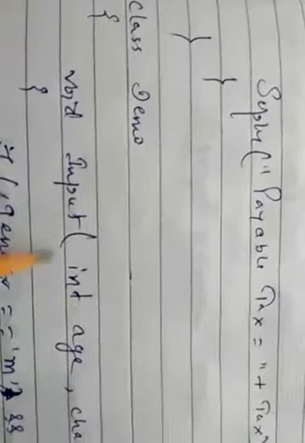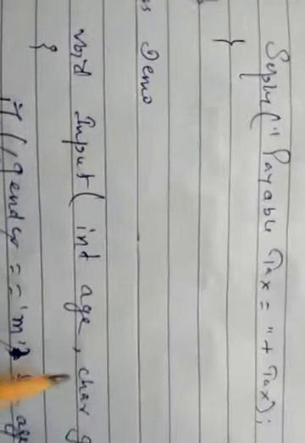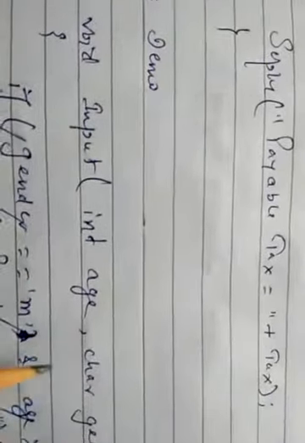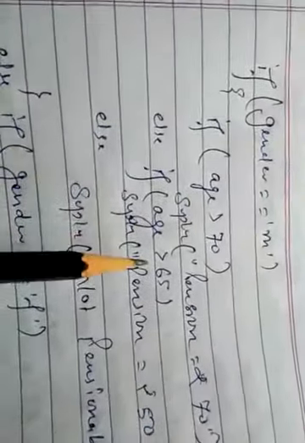So here we are inputting, class demo, void input, integer age and character gender. We require only two variables. If the gender is male, inside that we are checking if the age is greater than 70, the pension will be rupees 70, or if the age is greater than 65, then pension will be 50. Otherwise, not in pensionable age.